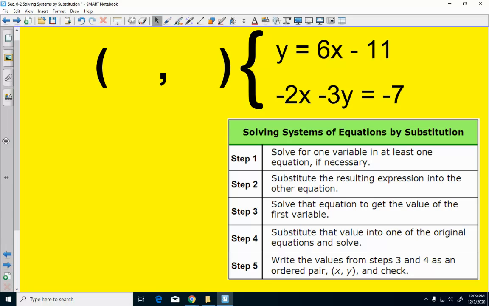Okay, so because there's an x and a y, I'm going to have to do something to both of them to figure out a solution. And so substitution allows me to essentially plug one of the equations into the other one. Okay, I don't need to do this first step because there's a resulting expression already here.